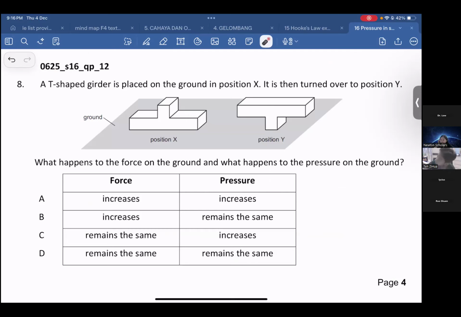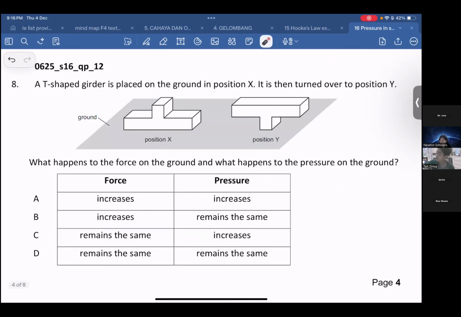Yes or no? Number 8, T-shape. This T-shaped object is placed on the ground in position X. Then it is turned over to position Y. It is the same object, starting in this position, and after that in this position. What happened to the force and what happened to the pressure?